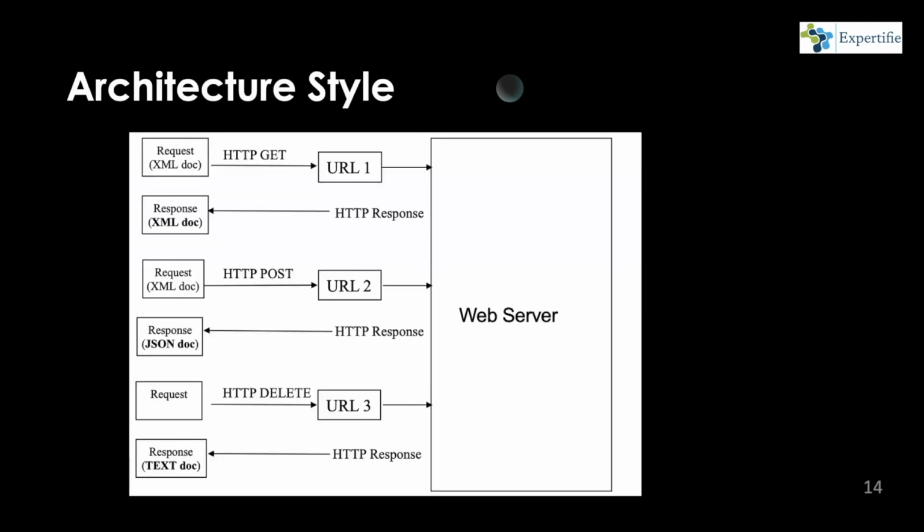So what is REST? An architecture style. Over here, as you can see, there are multiple clients. There are three clients basically. Let's say client one, client two, and client three. Okay. Client one is making an HTTP GET request on URL one. Web server does the processing, and if it has that resource, then it would give in response that resource as an XML document, because the client required that in XML format. Okay.